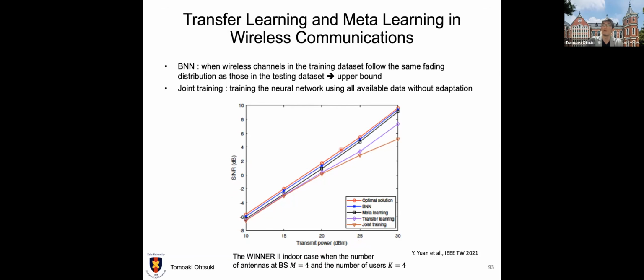This blue line, BNN, is the case where we have an available data set in the same environment, so the training and testing data sets are from the same environment. Of course, the blue one performs well. The black one is meta-learning, and the lower purple one is transfer learning. In this case, our available data is different, not exactly the same, and the amount of data is limited, but we still achieve close to the best performance.